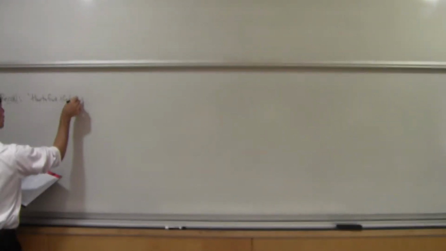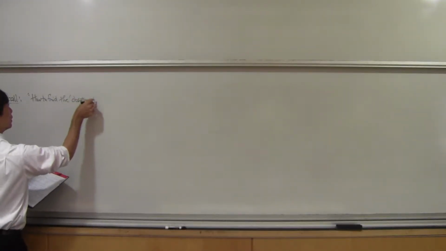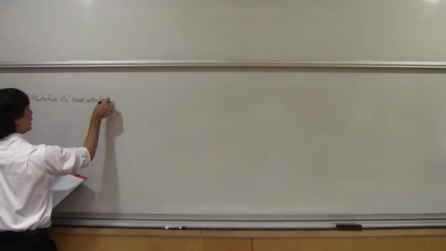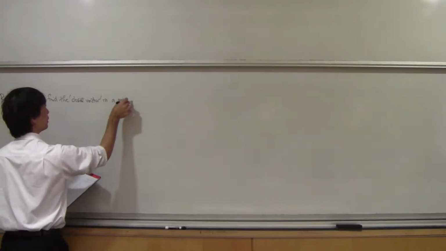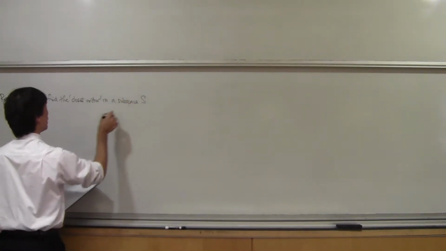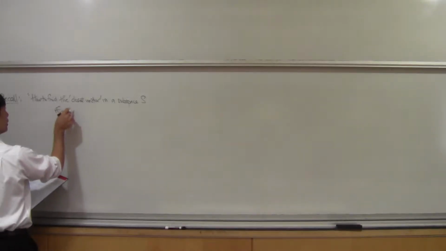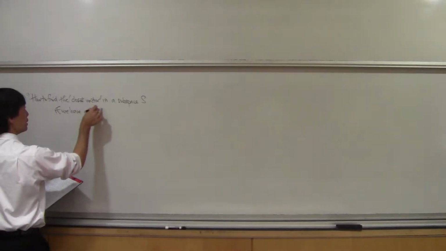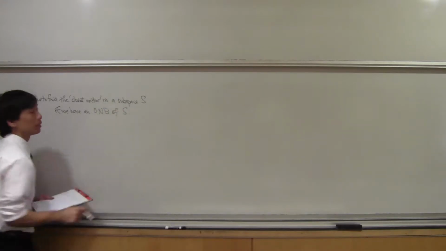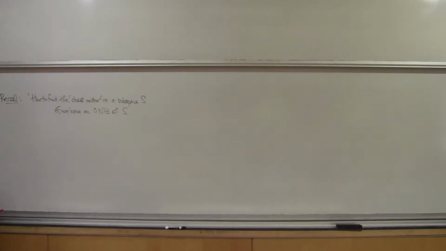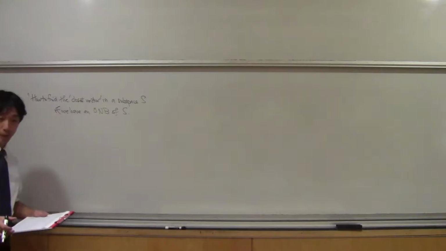Okay, so recall what we did last time was sort of like how to find the closest vector in a subspace S if we have an orthonormal basis of S. If we have an orthonormal basis of S.